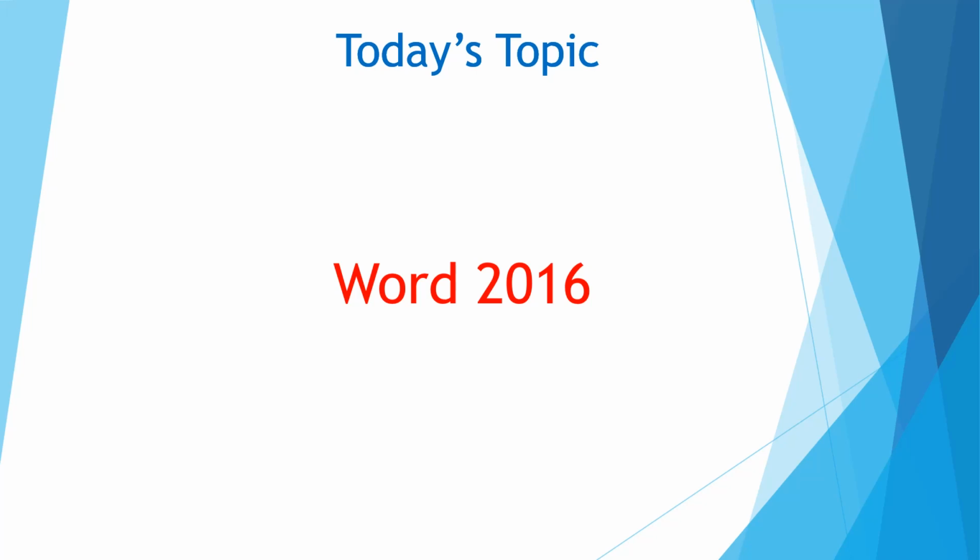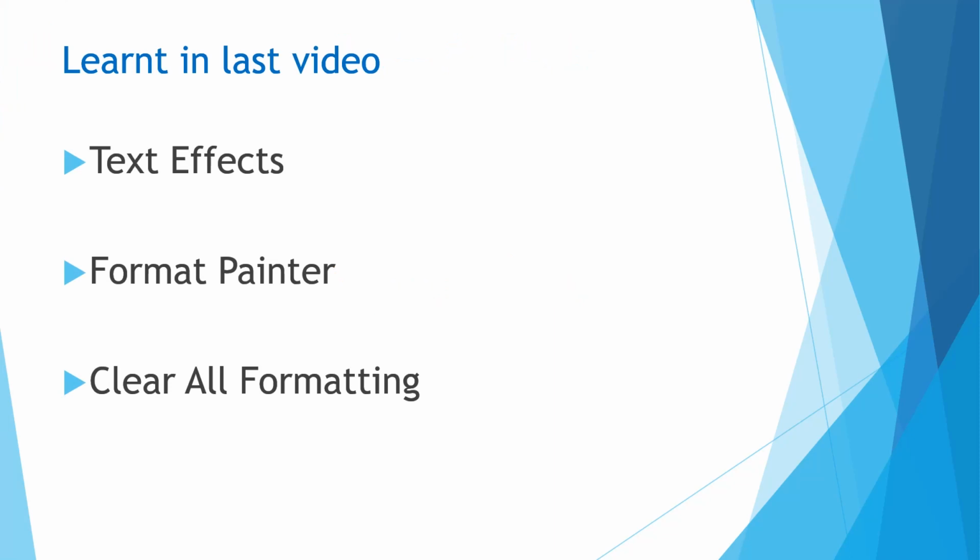In this video, we will continue with Word 2016. In the last video that I sent you before Essay 1 exam, we learned how to apply different text effects, how to copy formatting from one line of text to another line of text using Format Painter, and how to clear formatting, which means removing all the formatting using the Clear All Formatting icon.